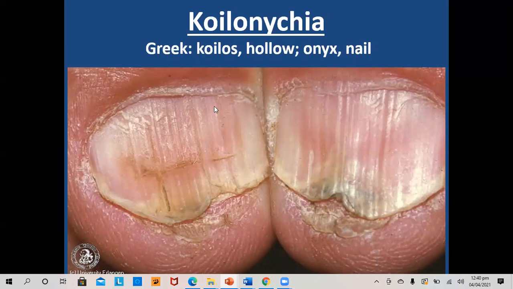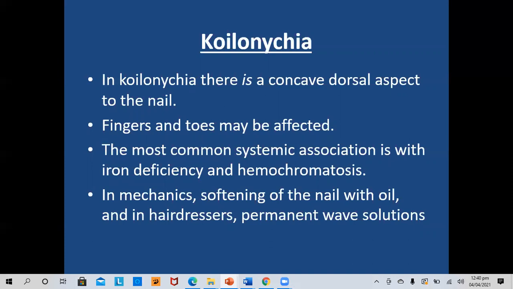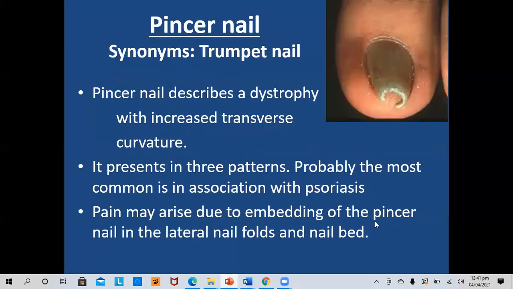Koilonychia. In Greek, koilo means hollow, so hollow nails. In koilonychia, there is a concave dorsal aspect of the nail. Fingers and toes are affected. The most common systemic association is with iron deficiency and hemochromatosis. In mechanics, softening of the nail with oil, and in hairdressers, permanent wave solution may also result in koilonychia.